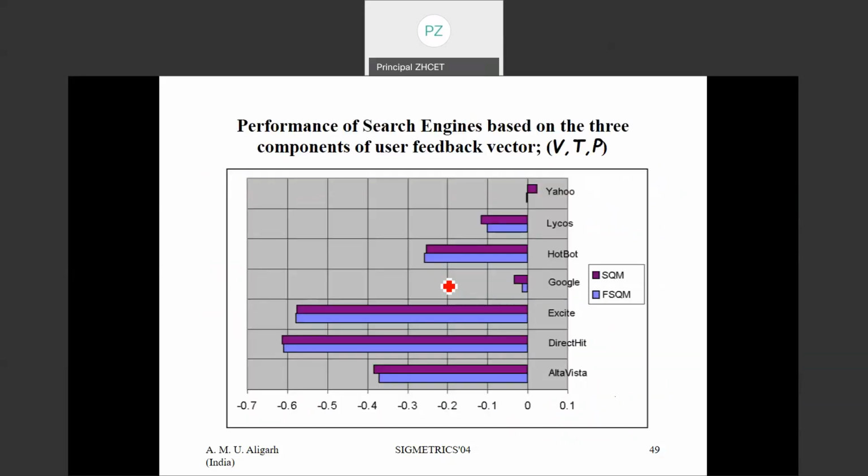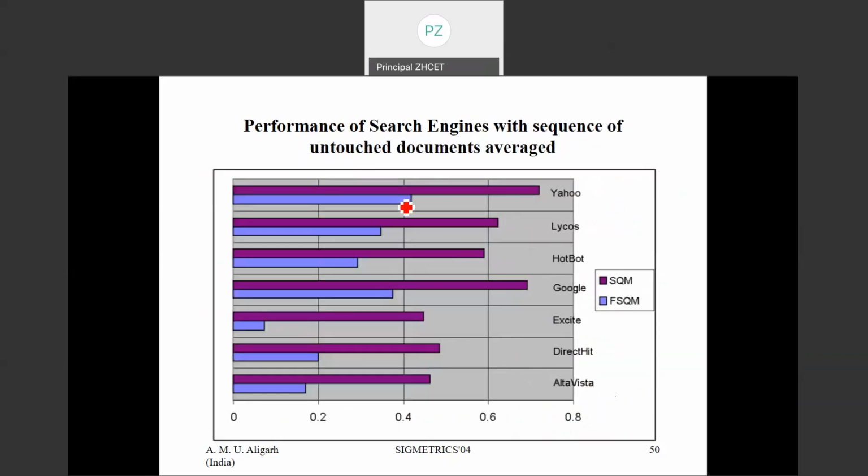So these are the results, performance of search engines based on the 3 components. We just took 3 components, so correspondingly, you will generate just 3 weights. So the same result, but found out in a different way. And when you took the sequence of untouched documents average, it gets more onto the positive side. So this is about the Yahoo preference, Yahoo search engine followed by Lycos.